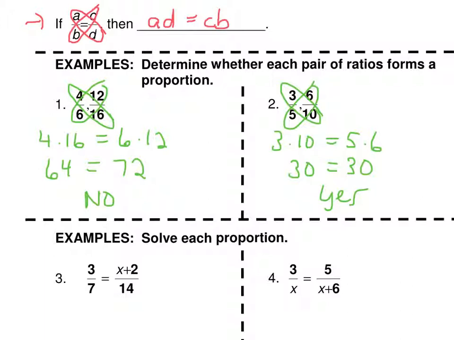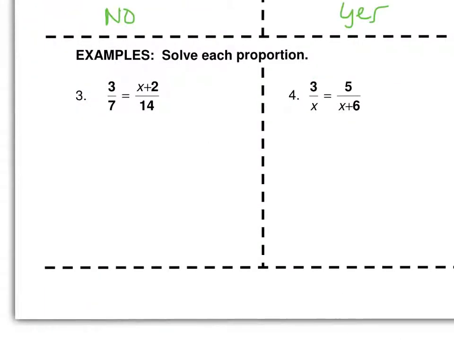All right, let's try the next two. Now on this one it says to solve the proportion. So what we're going to do, since the cross products are equal, we're going to set up an equation. So write down the problem, 3/7 equals x plus 2 over 14. And then we're going to multiply 3 times 14. And we're going to set that equal to 7 times x plus 2. But be sure to put the x plus 2 in parentheses.